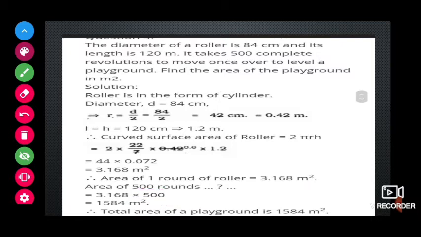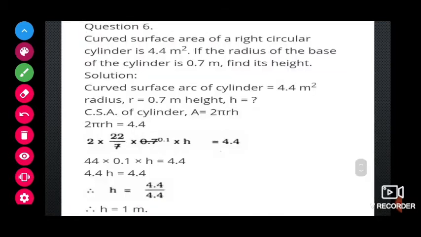That's it. Next, children. The curved surface area of a right circular cylinder is 4.4 meters square. If the radius of the base of the cylinder is 0.7 meter, find its height. See, they have given the curved surface area, that is 2 pi r h, and also the base radius. So directly they have given the curved surface area, 2 pi r h, and also the radius. So we have to find the height.